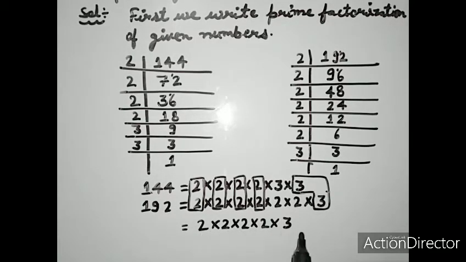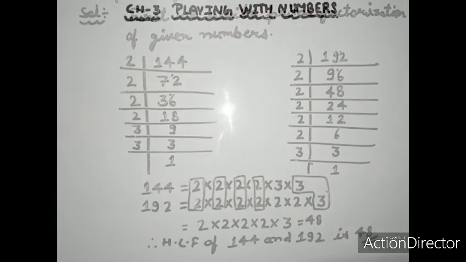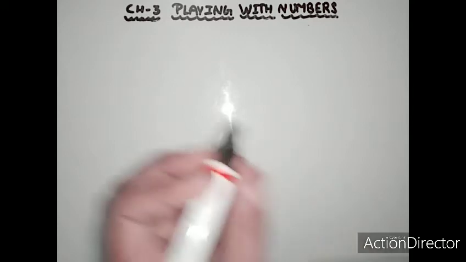Now we multiply all these prime factors. 2 2s are 4, 4 2s are 8, 8 2s are 16, and 16 3s are 48. So here we write, therefore the HCF of 144 and 192 is 48. Okay, so now students, here we will discuss the next method, continued division method.